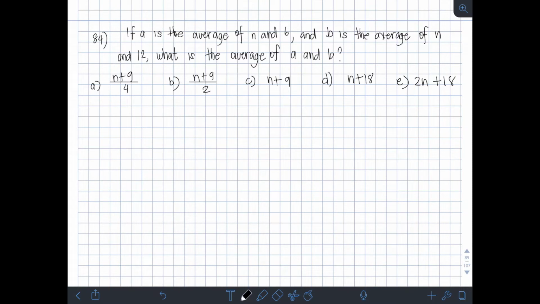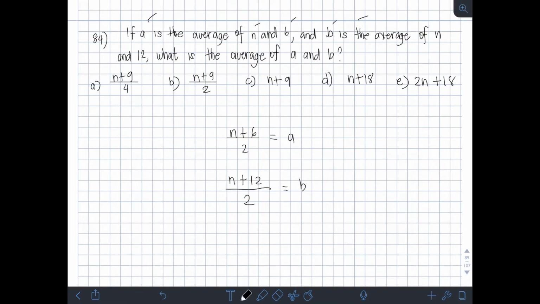Okay. Next, we have, if A is the average of n and 6 and B is the average of n and 12, what is the average of A and B? Okay, so buo tayong equation base dun sa statement. So, yung A daw is the average of n and 6. So, tulad dun sa kanina, ang equation natin dyan is add natin yung n plus 6 divided by kung ilan sila. So, dalawa, right? Then, equate natin sa value na A. Okay? And then, dito naman sa pangalawang condition, B naman daw is the average of n and 12. So, ang equation dyan is n plus 12 divided by 2 equal average na B.